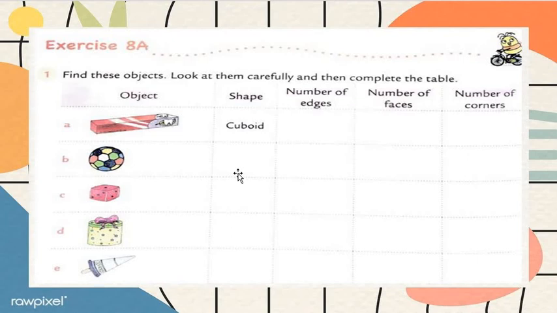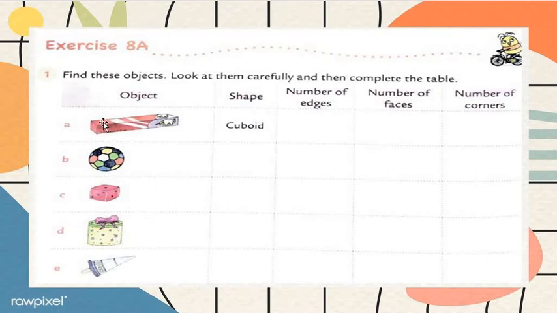So first is what? Cuboid. We have already done all the information about the cuboid. Number of edges: how many edges of a cuboid do you have to write? Then you have to write how many faces of the cuboid and how many corners of the cuboid, my dear students. So now take some time and then check it. Okay, dear students, now let's check the edges of the cuboid.